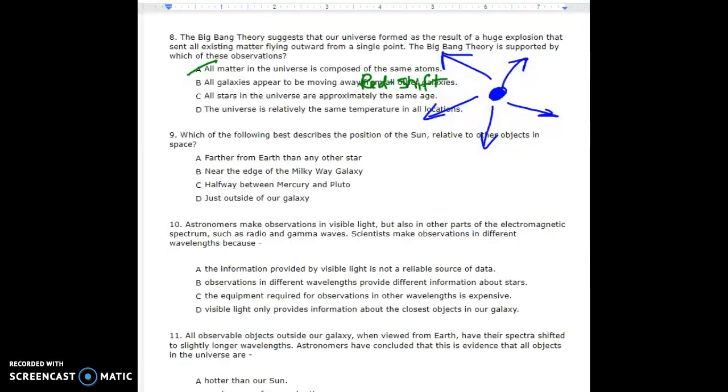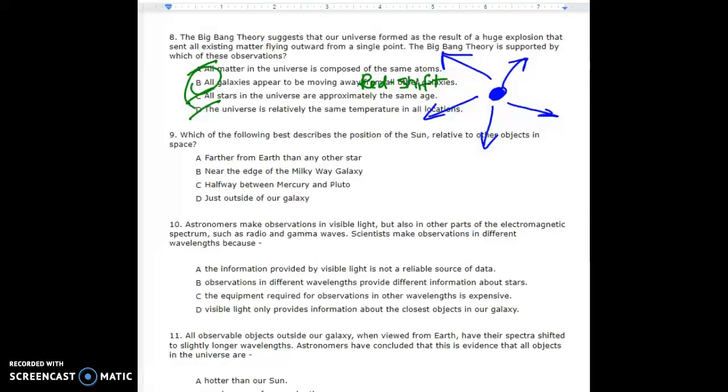C, all stars in the universe are approximately the same age. That's definitely not true. We have old stars, new stars. Those are the different stages. White dwarfs, red giants, all these are different ages of stars. And D, the universe is relatively the same temperature in all locations. Definitely not. We have all kinds of different stars and temperatures, colors happening in there.